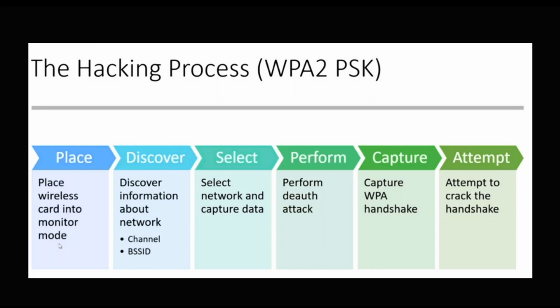So there are two important pieces of information that I've discussed before that we need to collect about our target: the BSSID, which is the MAC address of the Wi-Fi network, and the channel, its frequency. With this information, we go into select, where we select that particular network to attack, and then start capturing data from it.